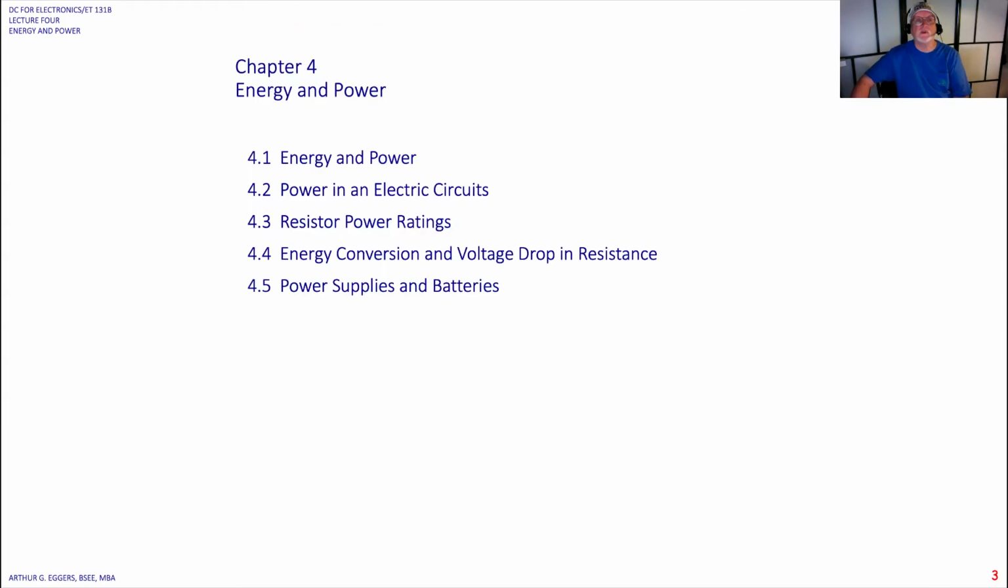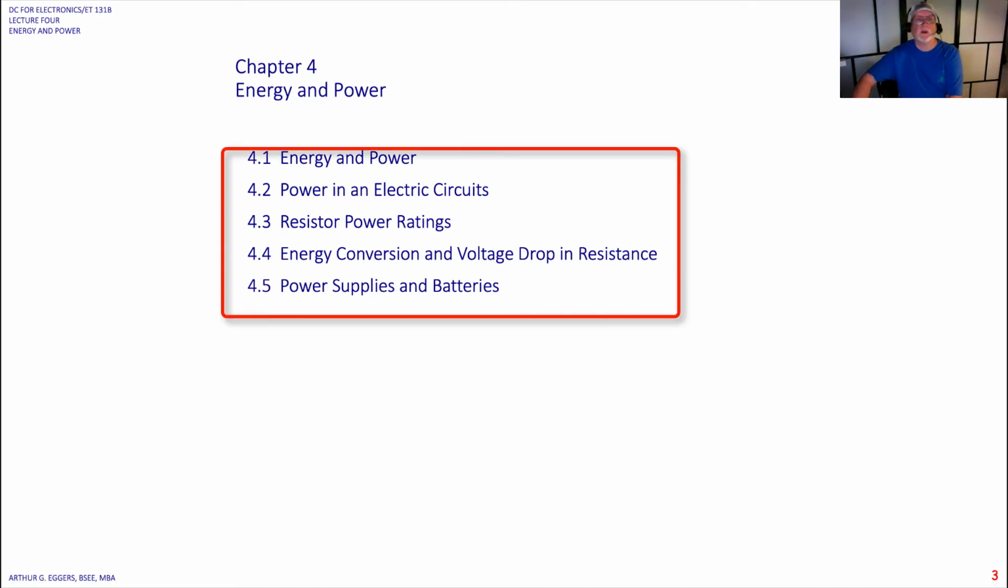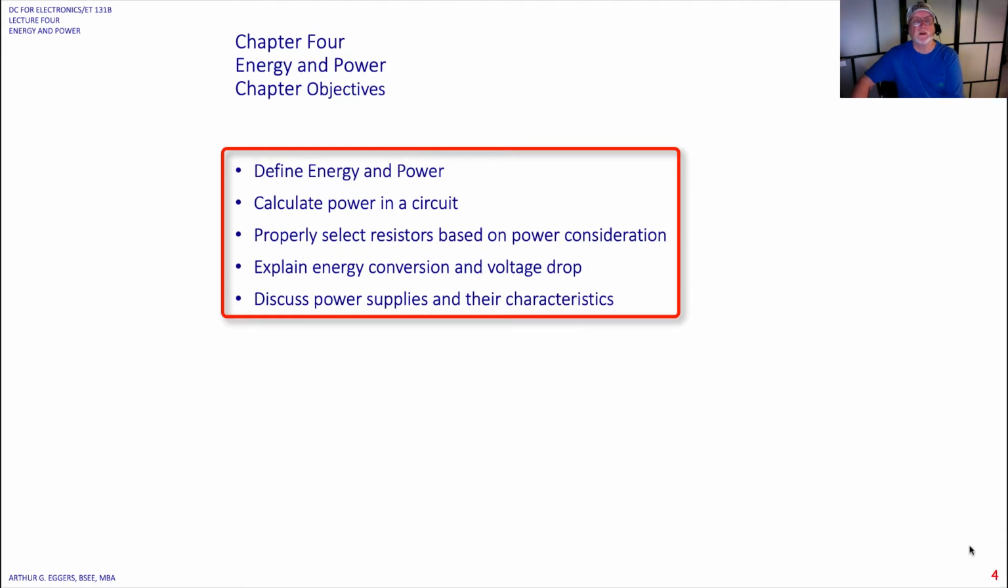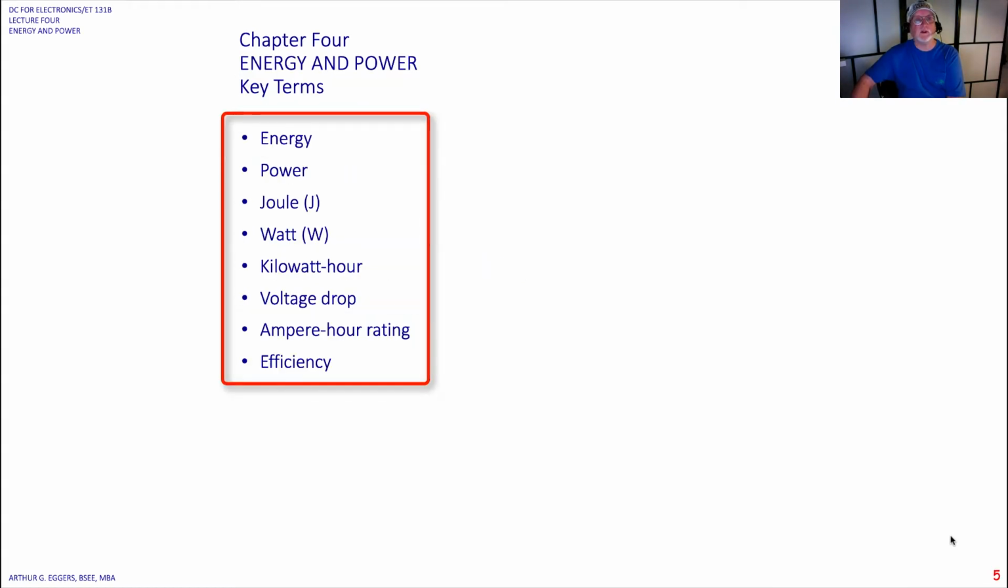So in this section, we're going to look at power and electric circuits, resistor power ratings, the energy conversion and voltage drop in resistance, and power supplies and batteries. Using those to define energy and power, calculating the power in a circuit, selecting resistors of the proper values based on power, explaining energy conversion and voltage drop, and power supplies and their characteristics.